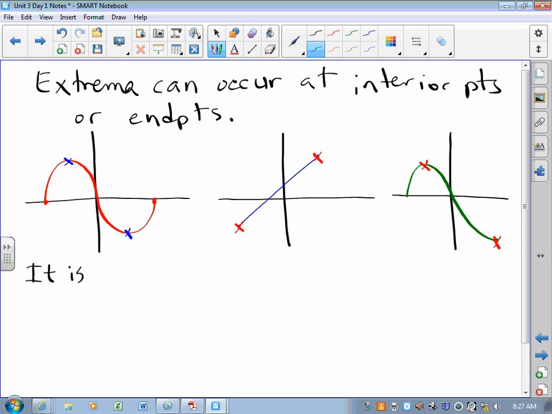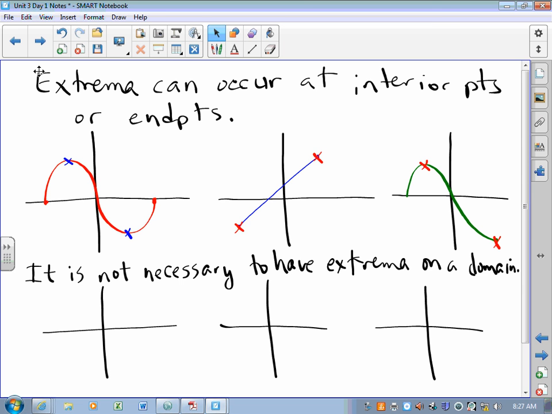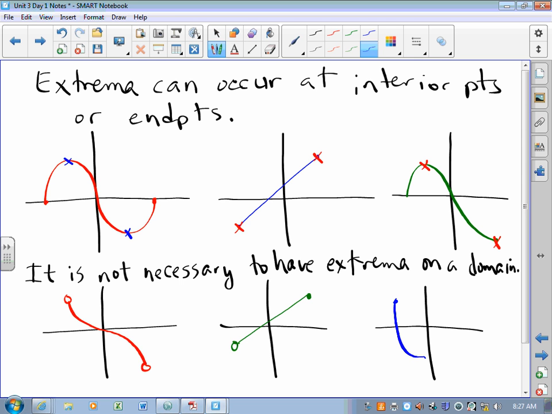Furthermore, it is not necessary to have extrema on a domain. I present the following three examples of functions that do not have extrema on a domain. If we look at the red function, it has neither a maximum value nor a minimum value on its domain.